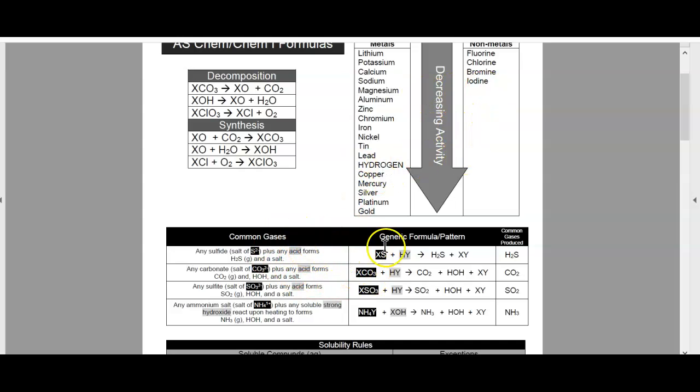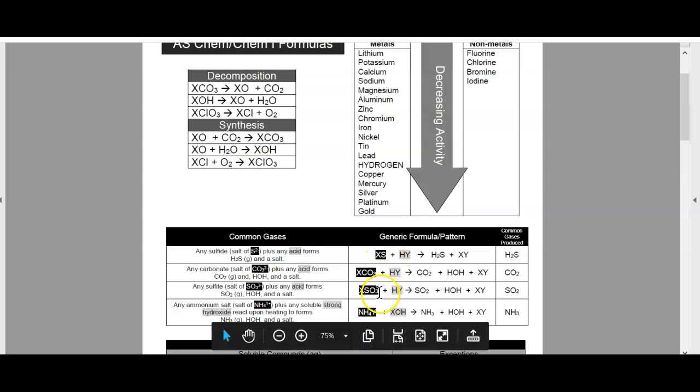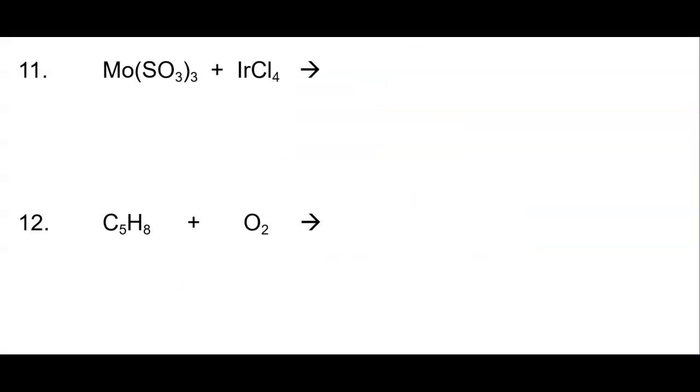I got to check for the list. I don't see an S ending. I don't see a CO3 ending. I do see an SO3 ending, but I do not see an acid. Let's go back and look at that. I see an SO3 ending, but I don't see an acid. It doesn't start with hydrogen. Therefore, it is not a common gas. Instead, it is a double replacement.